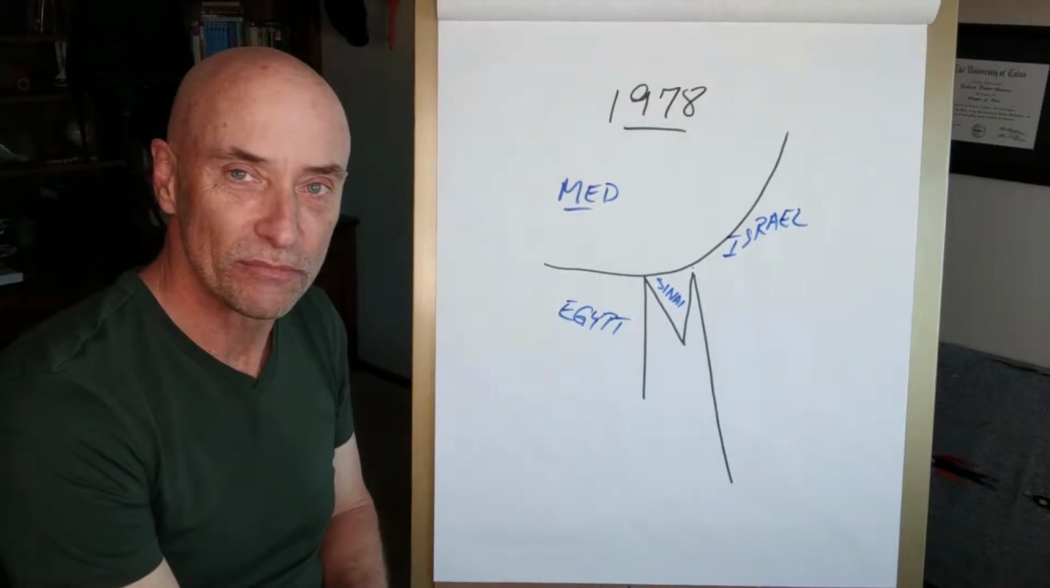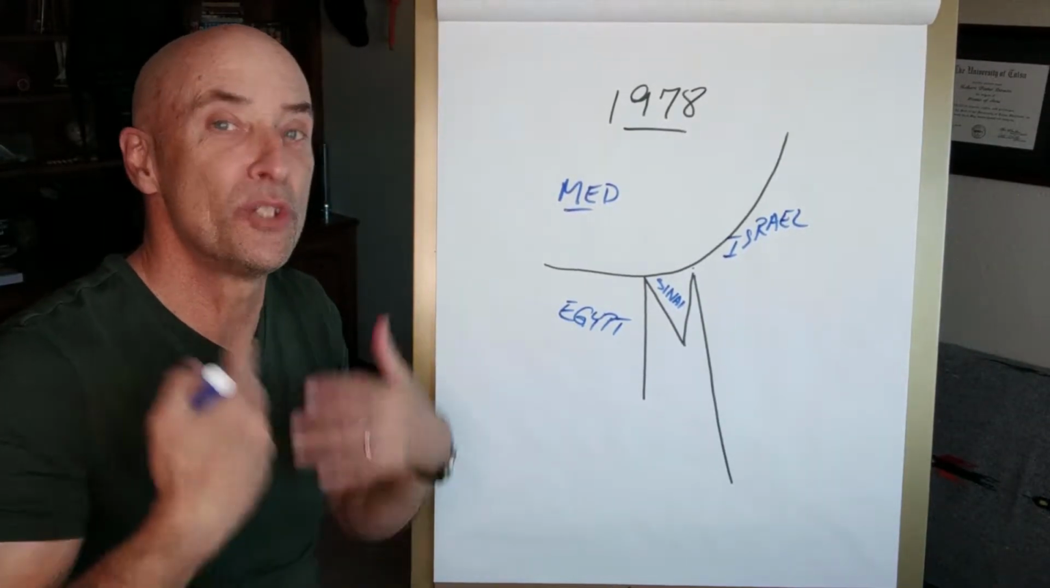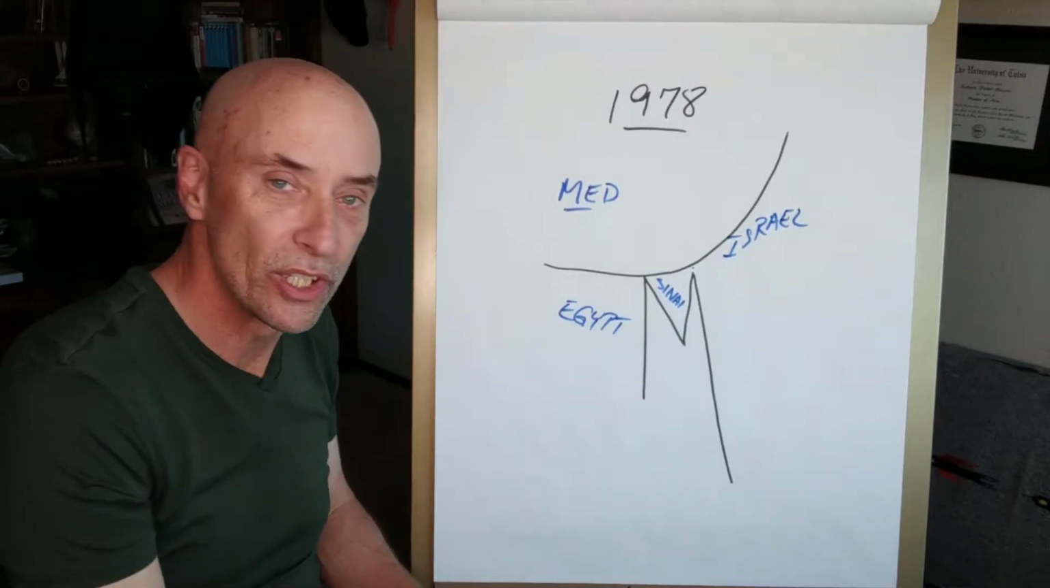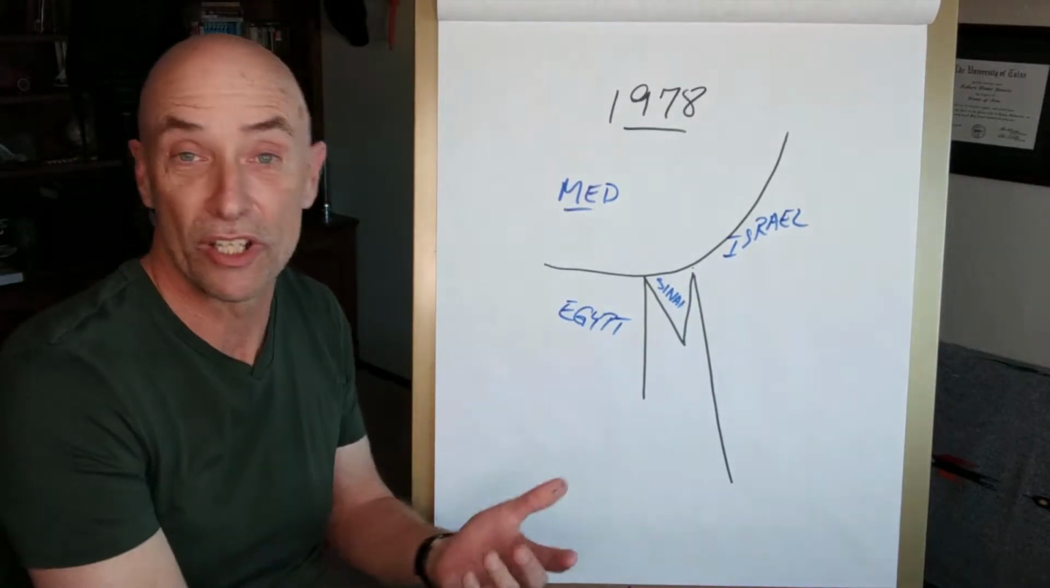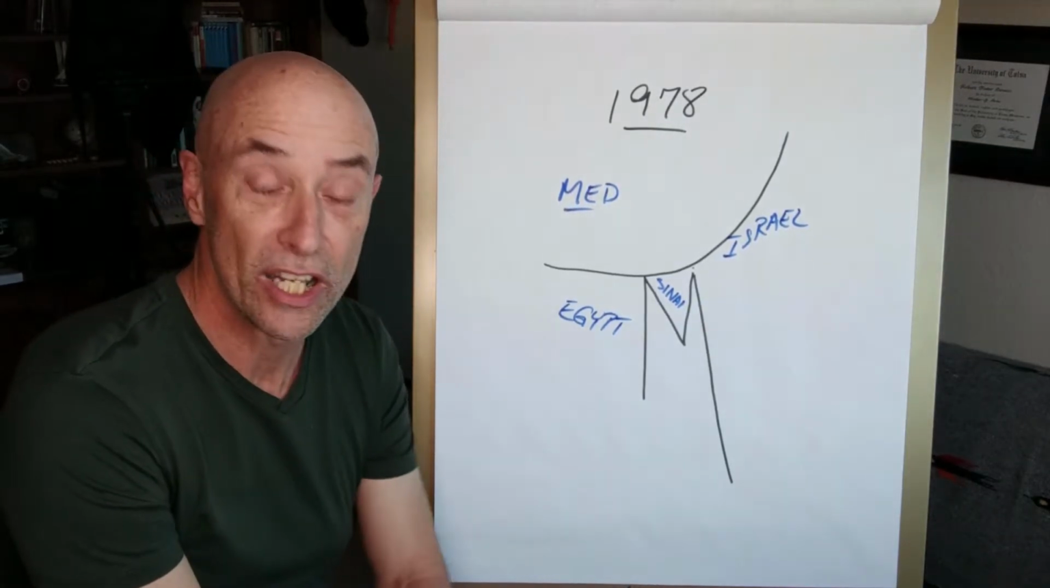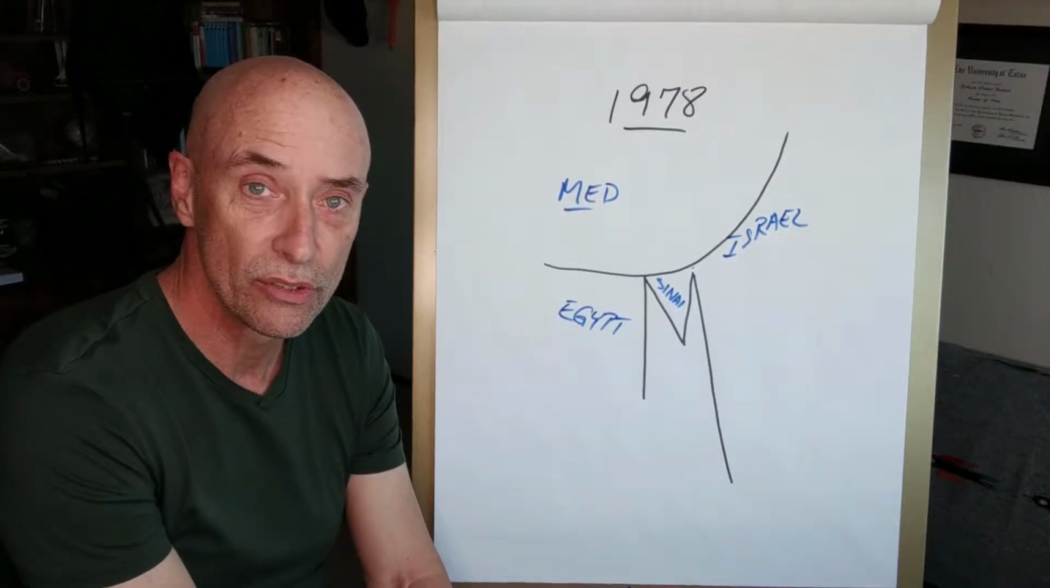At this point at the negotiation table, so now it's 5 years later, Egypt has a position, and very simply it is: give Sinai back and we can have peace.